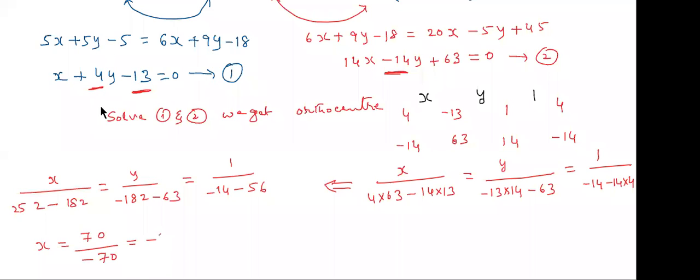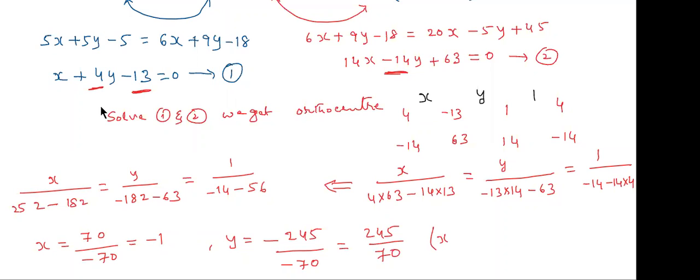These values should be minus 1. Then y, observe that y. How much is there? Minus 182 minus 63, totally minus 245 divided by minus 70. Minus 70. That means how much? Okay, we can write like this: 245 by 70.